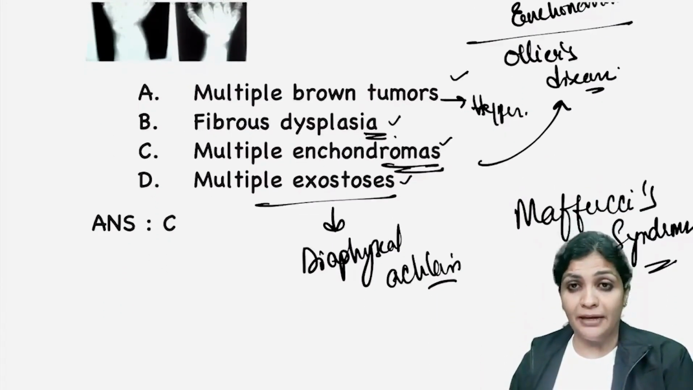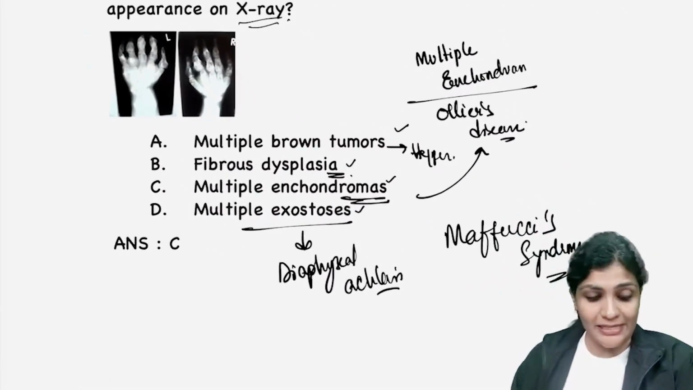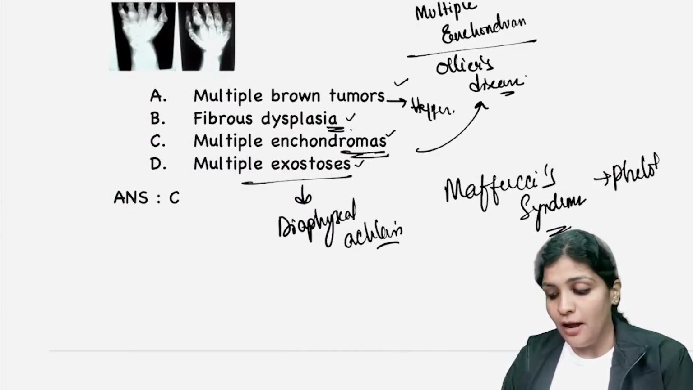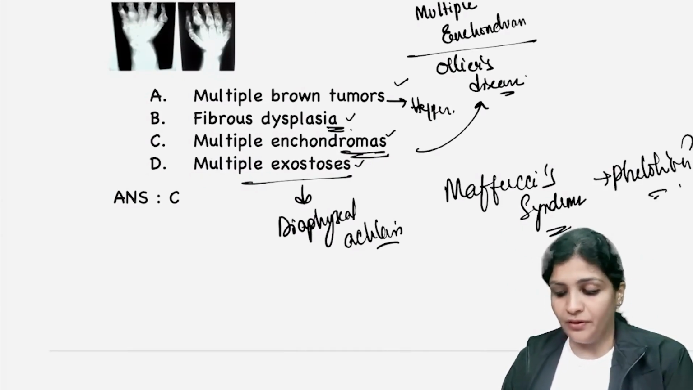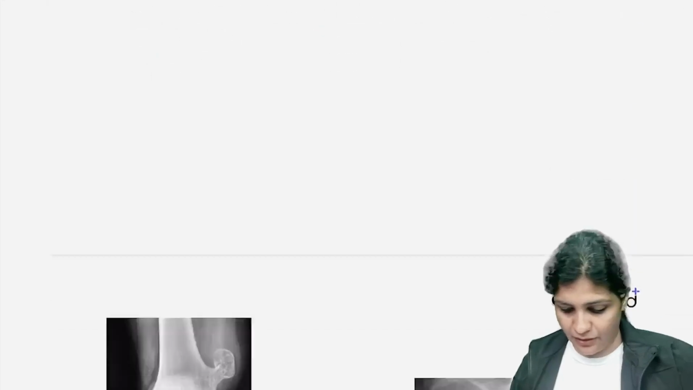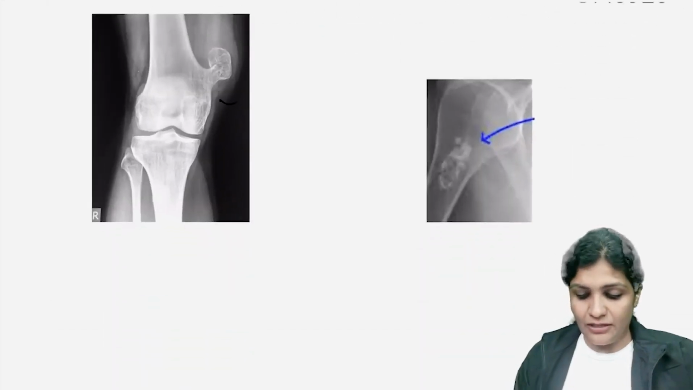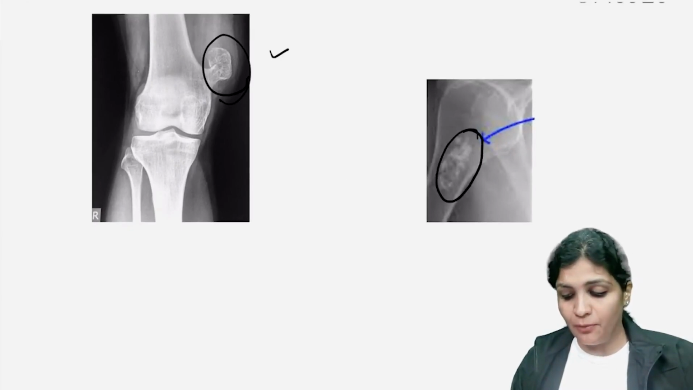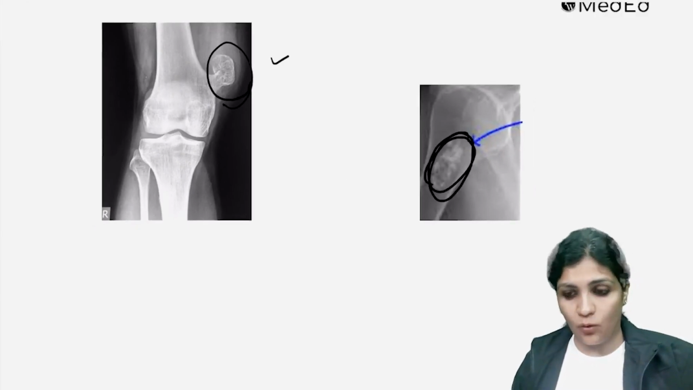Whenever you see this multiple enchondromatosis, it is called Ollier's disease, or whenever you see this with phleboliths, this is called Maffucci's syndrome, right? Yeah, very good. So this is osteochondroma or exostosis, diaphyseal achalasia. This is also a type of cartilaginous tumor, right? Enchondroma.